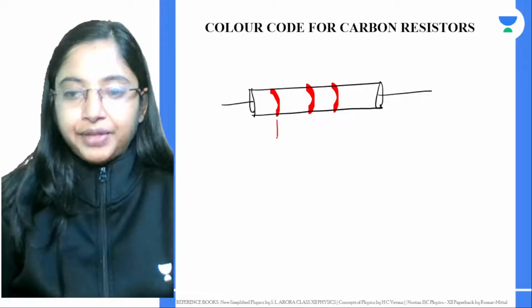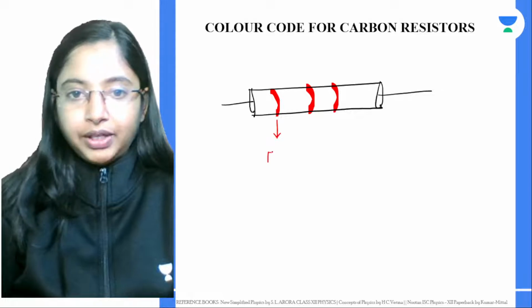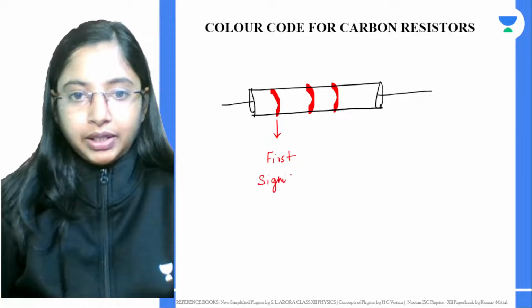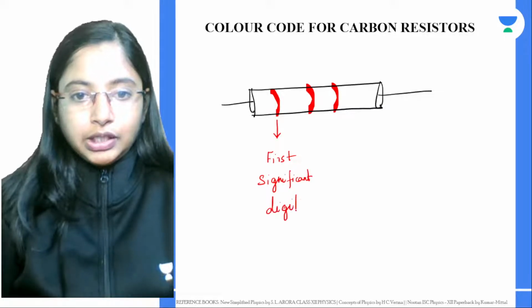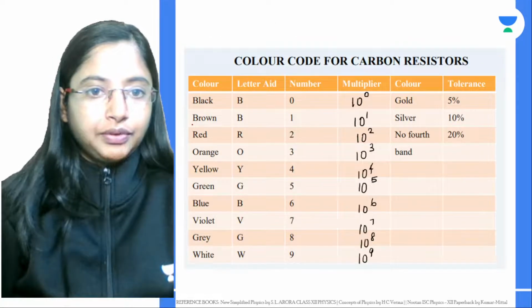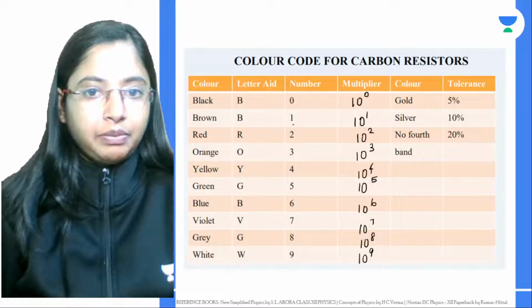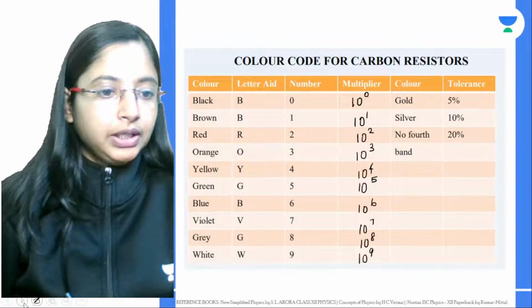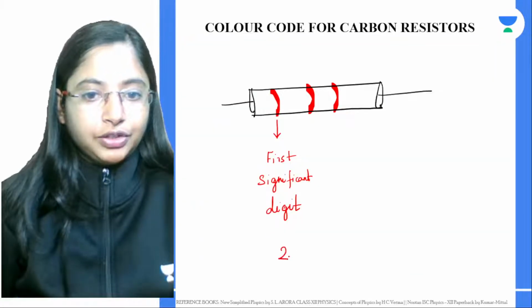Okay, this first band gives you your first significant digit. Seeing the color, if this is red, then you go to this column and you see what red is. Red, the first number that you're seeing, that is 2, right? That will be the first significant digit over here, 2.